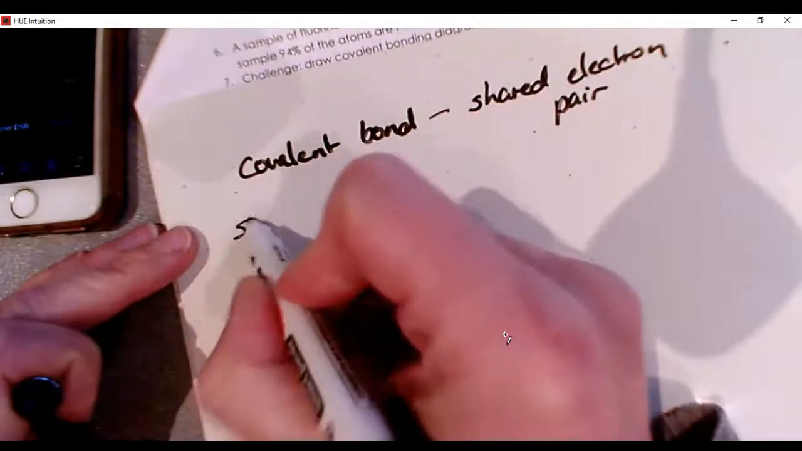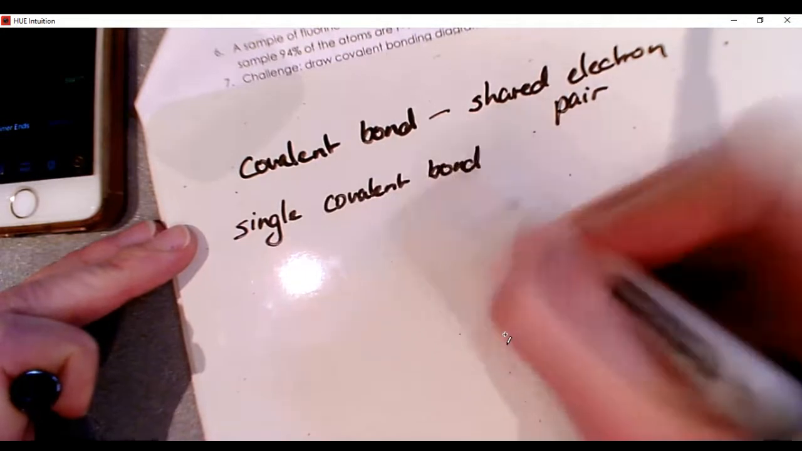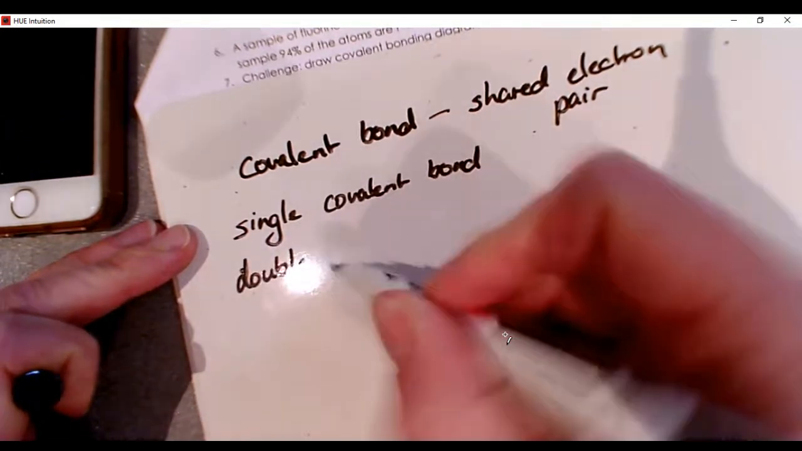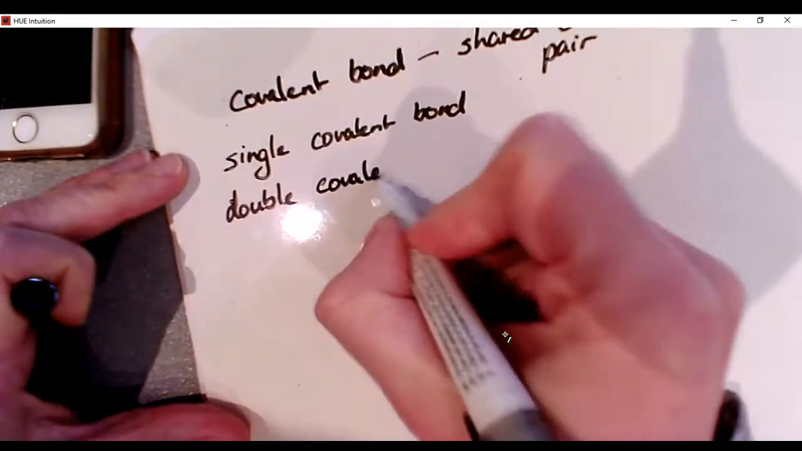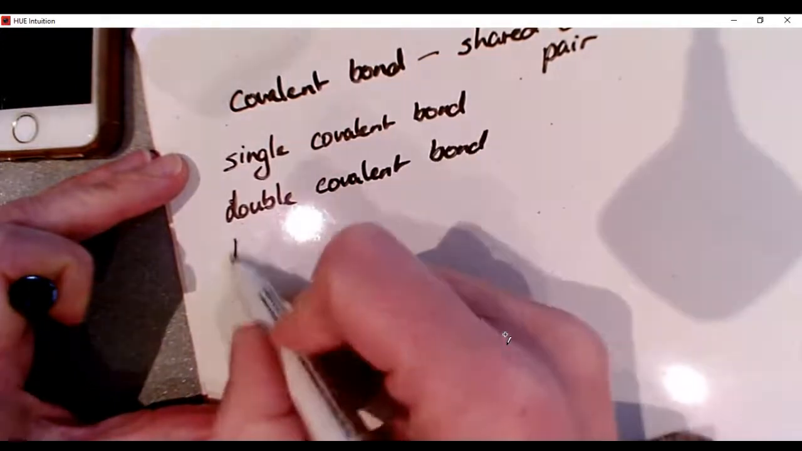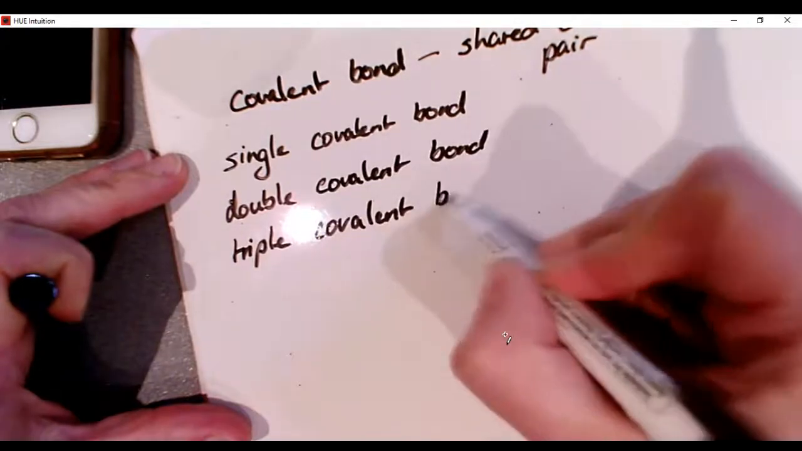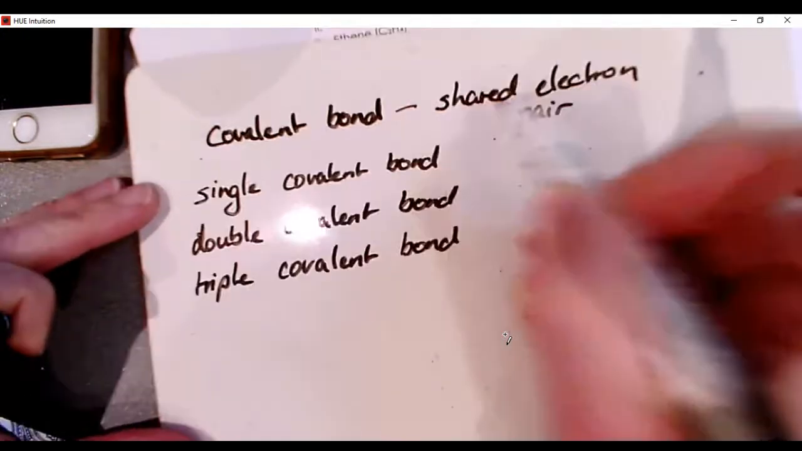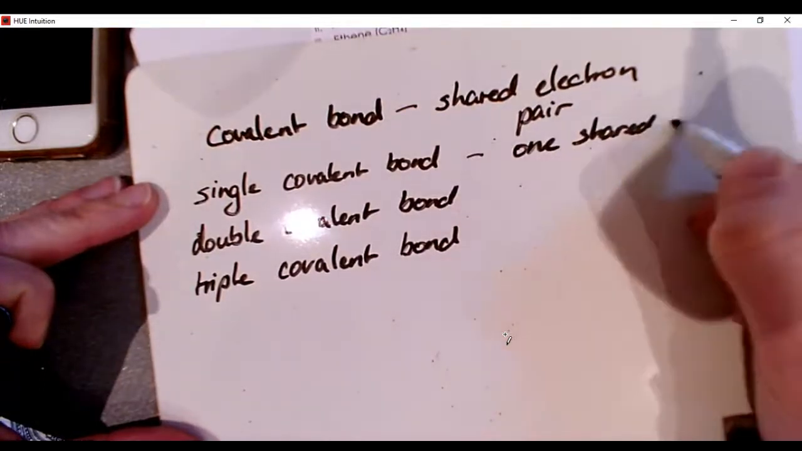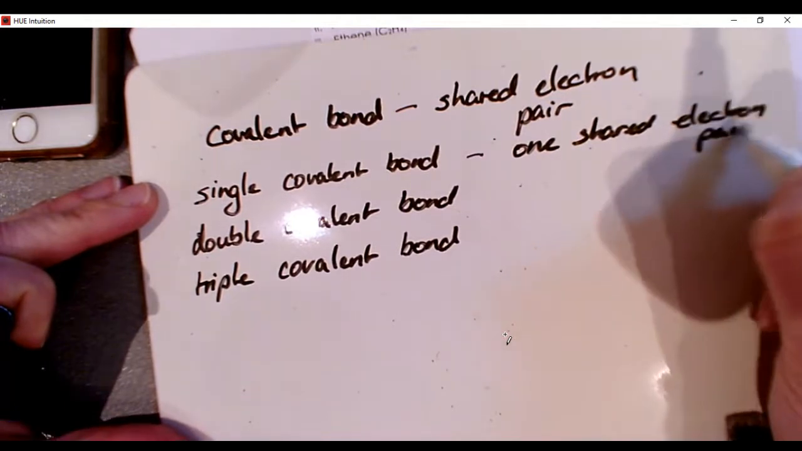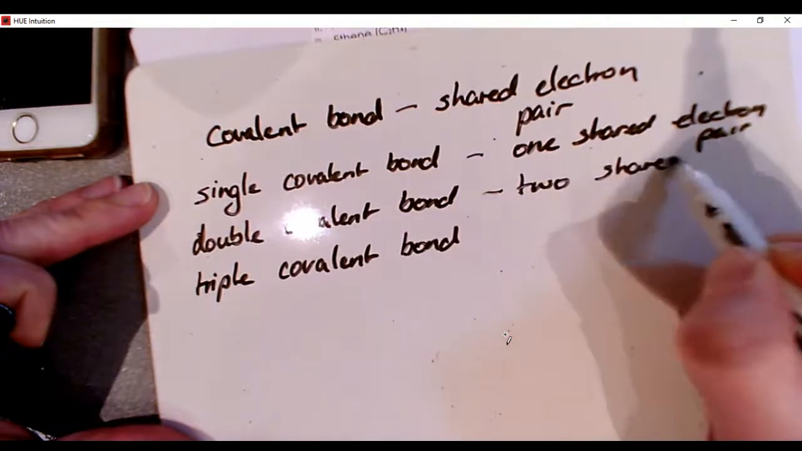And then you have 3 types that we've met. You have a single covalent bond, you have a double covalent bond, and you have a triple covalent bond. You can have quadruple as well, but not really beyond that, unusual. So those definitions are related to the definition of covalent bonds. If a covalent bond is a shared pair of electrons, a single covalent bond is 1 shared electron pair, a double covalent bond is 2 shared electron pairs.